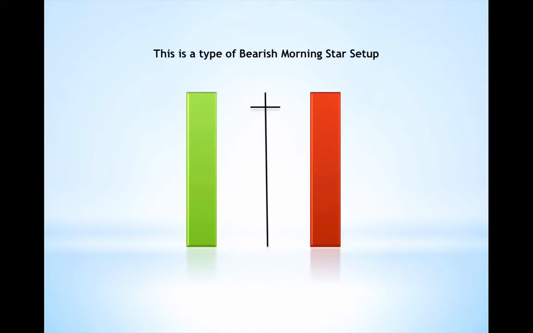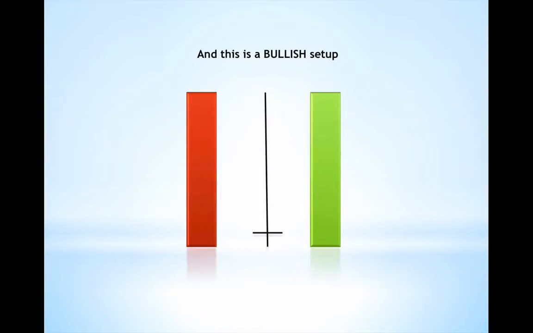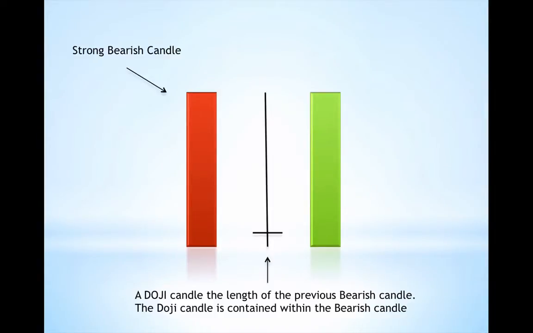This is a type of bearish Morningstar setup. This is the equivalent bullish setup. A bullish setup first has a strong bearish candle. This is followed by a long-tailed doji candle. The doji candle should be contained within the real body of the previous candle. This is followed by a strong bullish candle.